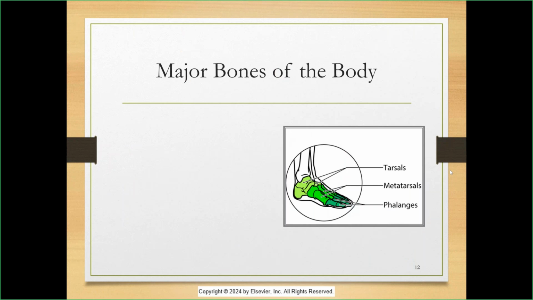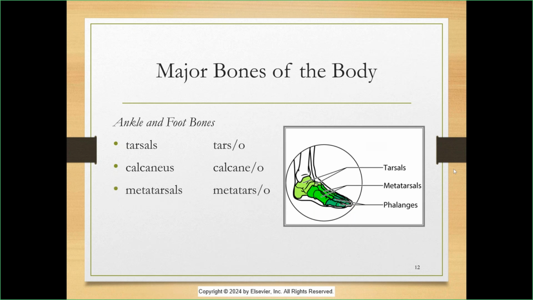Major bones of the body. Let's review the ankle and foot bones. Tarsals with the combining form tarso. Calcaneus with the combining form calcaneo. Metatarsals with the combining form metatarso. And phalanges with the combining form phalango. Tarsals refers to all of the ankle bones. Parallel to the hand bone terminology, metatarsals means next in a series after the tarsals. Metatarsals are the foot bones. Calcaneus refers specifically to the heel. Phalanges is the same term used for toes as is used for fingers.